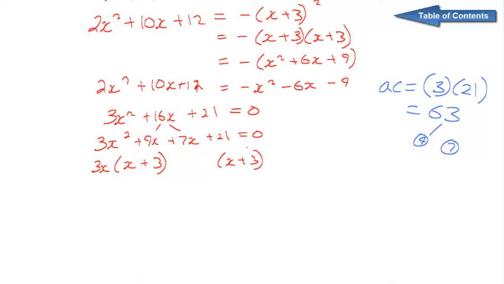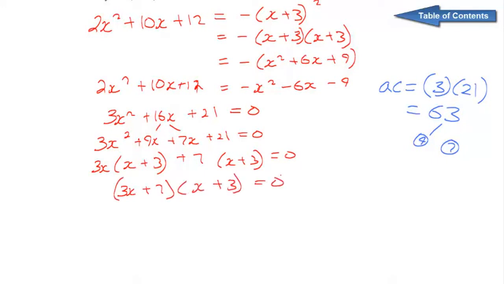What would I have to factor out of there to give me an x plus 3? Notice that we have to get rid of the 7 to get to the x, so I'll take out a positive 7, like so, and we see that one of my factors is 3x plus 7, and the other one has x plus 3.